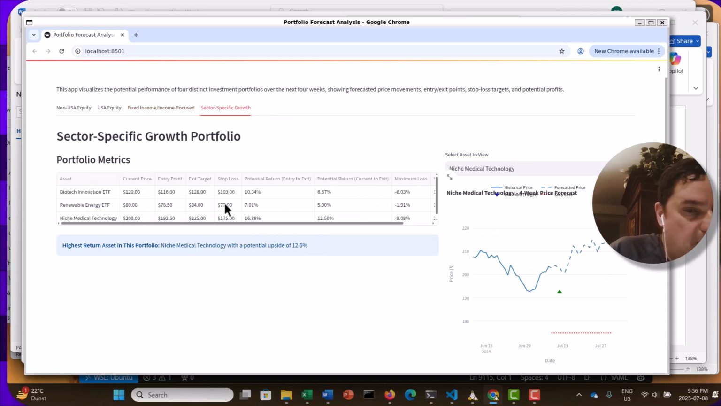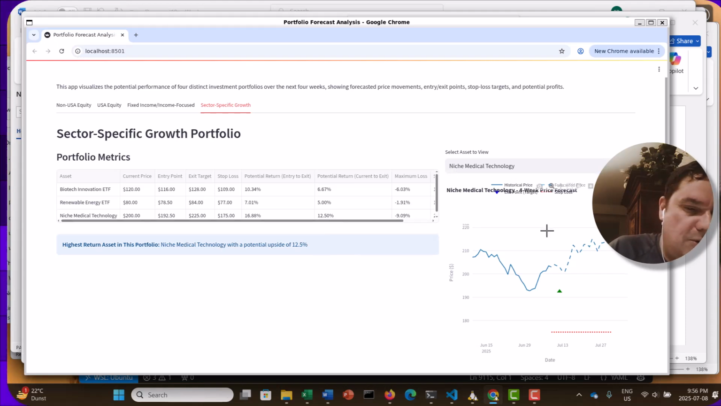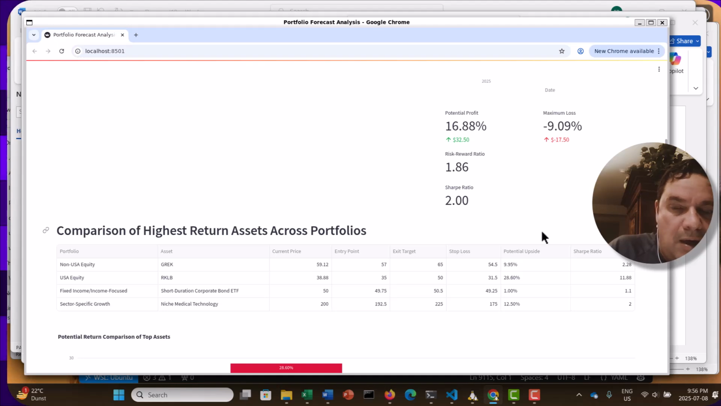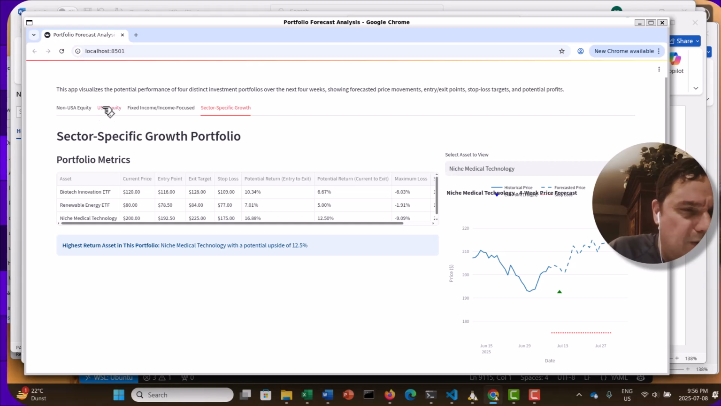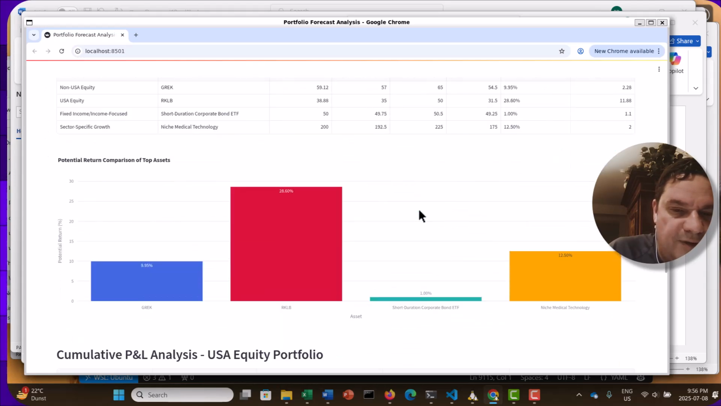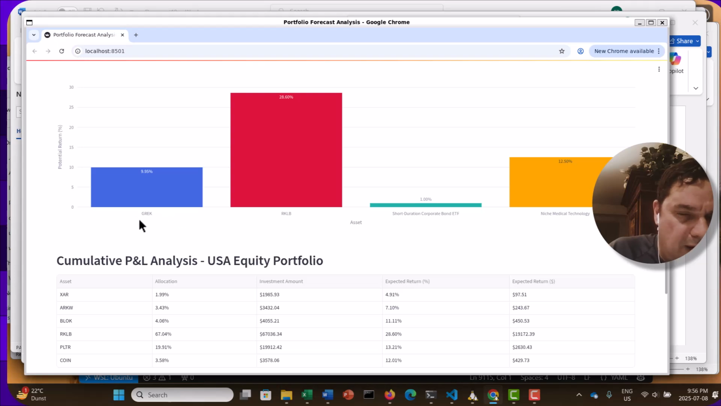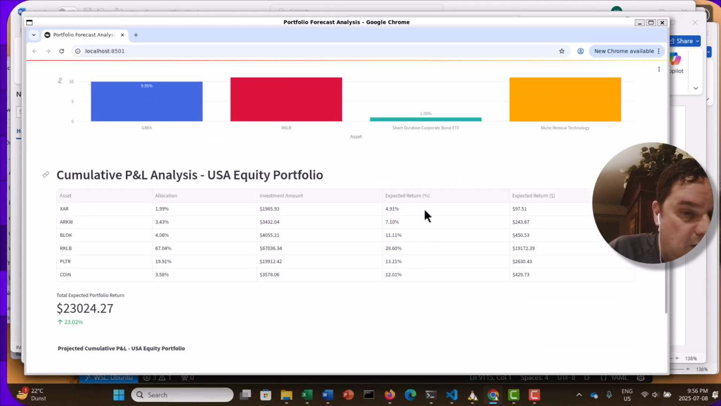Here are some specific sectors that are growth: biotech. I'm not a huge fan of biotech. Renewable energy, same thing. Niche medical. These are really high risk, I think. They're just too extremely volatile. They don't do all that well. So I'd rather just stick with this one, the USA equity. When you do a comparison, obviously when you have these four that are the leaders, it makes sense that you have Rocket Lab and some other ones as well.